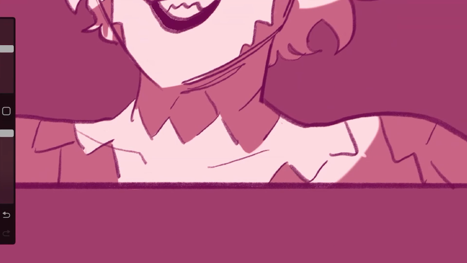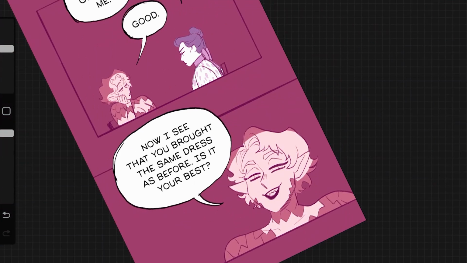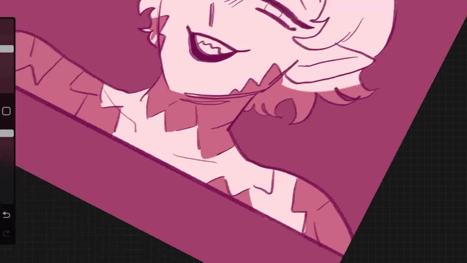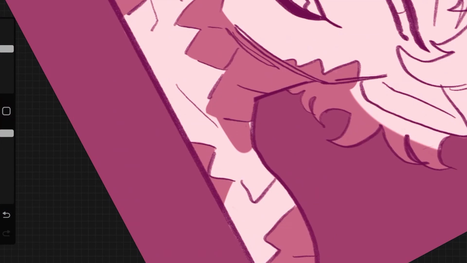Now, thirdly, you can hand letter. I would recommend against this unless you have really nice handwriting that is very legible. The important part is that it's easy to read for your readers. So if you're not sure that you can make really legible, easy to read handwriting, I would recommend against it. I would also recommend against it because it takes a lot of time to hand letter everything yourself.